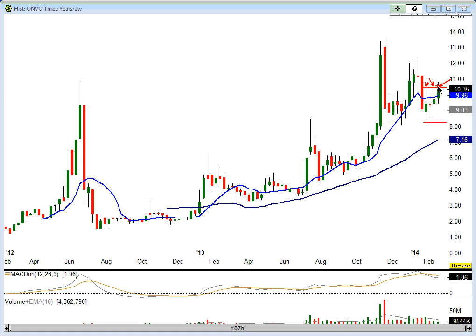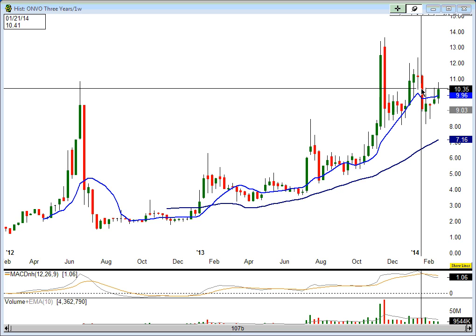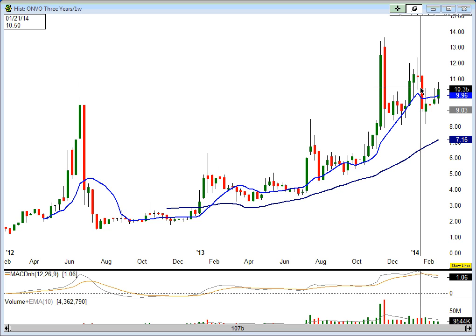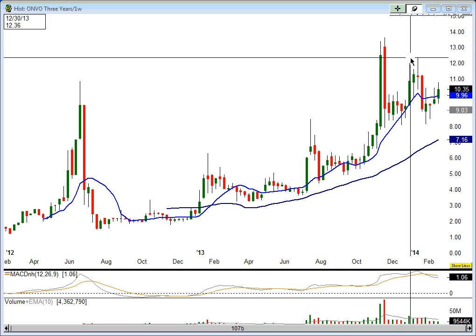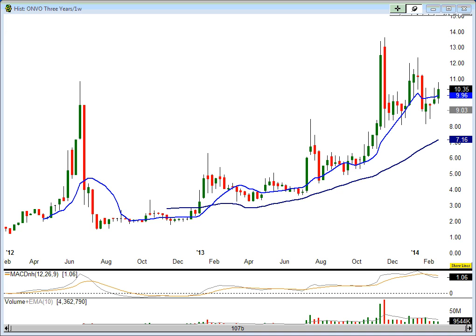So if we get a close above this particular level, somewhere around 1050, I believe, then there might be a possibility of swinging it up to this particular pivot here, and then eventually getting up to this 1360, somewhere around that particular level.